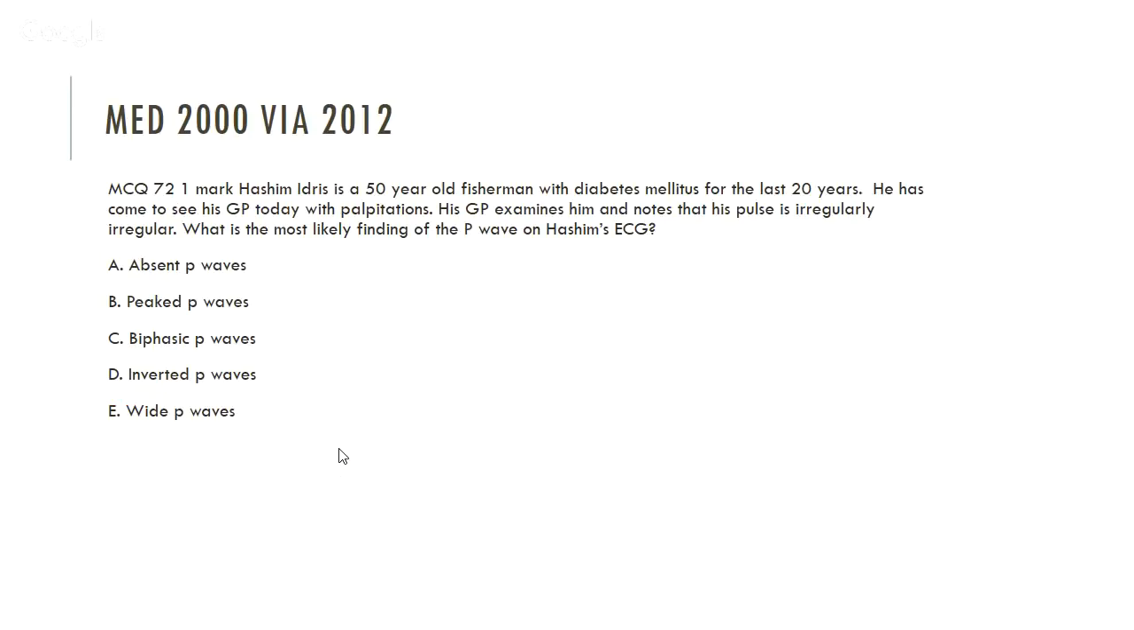So 50-year-old man, past history of diabetes, presents with palpitations. The pulse is irregularly irregular. Which of the most likely findings of the P wave is on his ECG? Yeah, it's absent. So, but like asking this a lot. So definitely remember that.